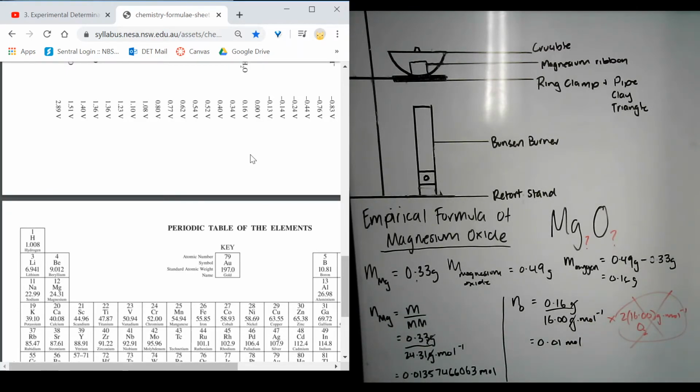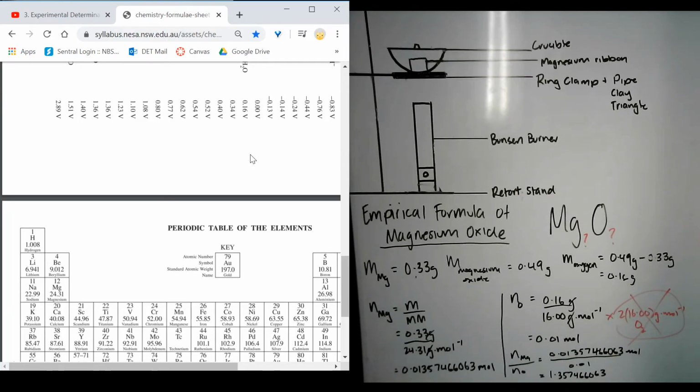Now, you can already look at this a little bit and kind of see where this is going. I need to take a ratio of these. So the number of moles of magnesium divided by the number of moles of oxygen is equal to 0.01357466063 moles divided by 0.01. If we divide this by 0.01, it's the same as multiplying it by 100, and essentially what we get is 1.357466063.